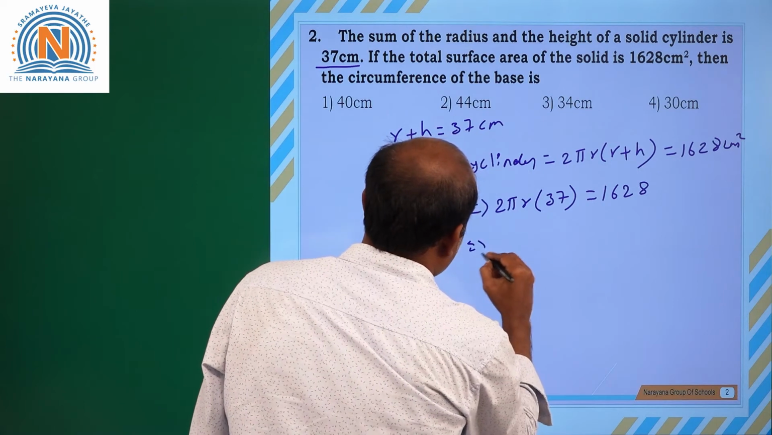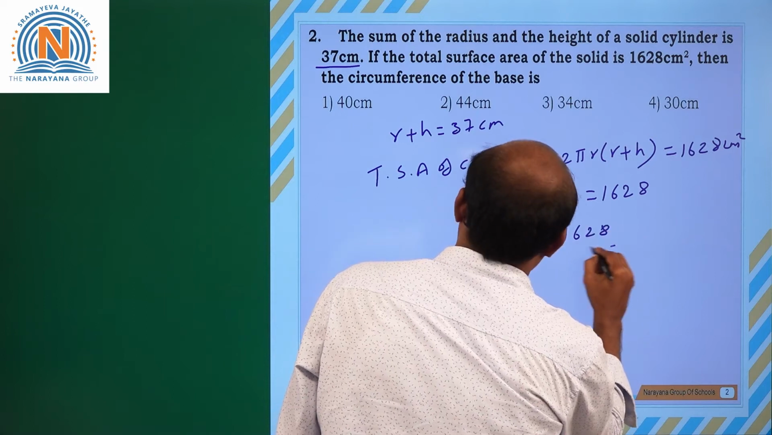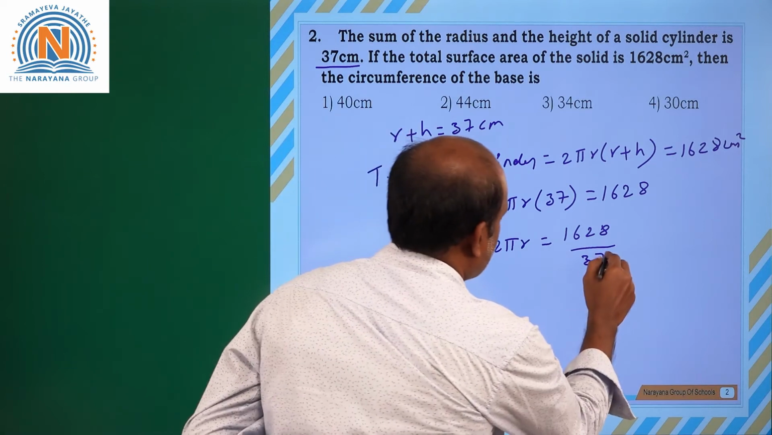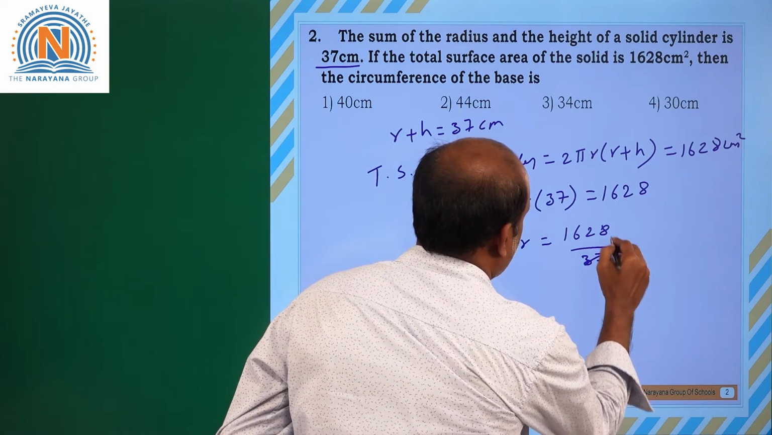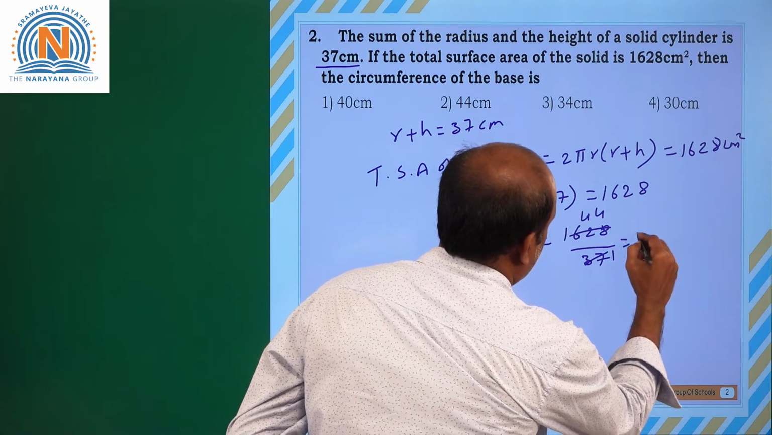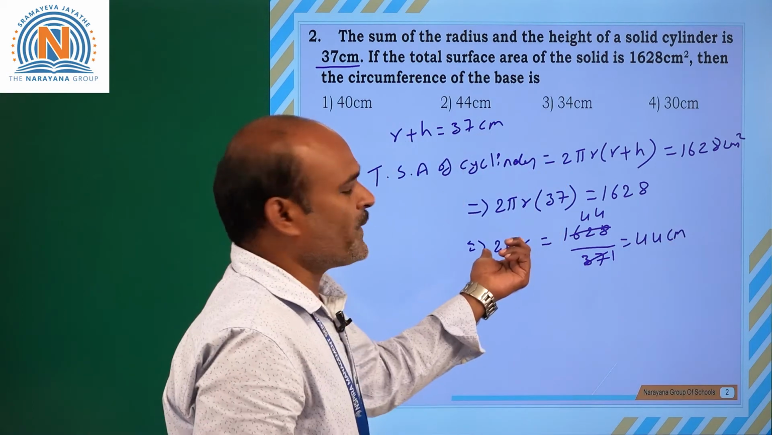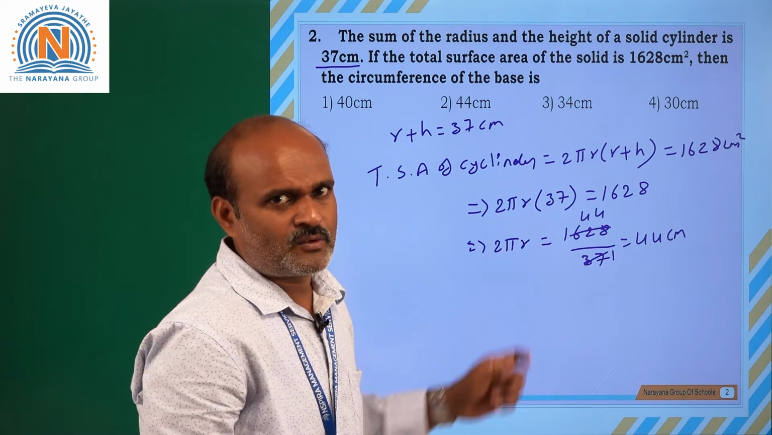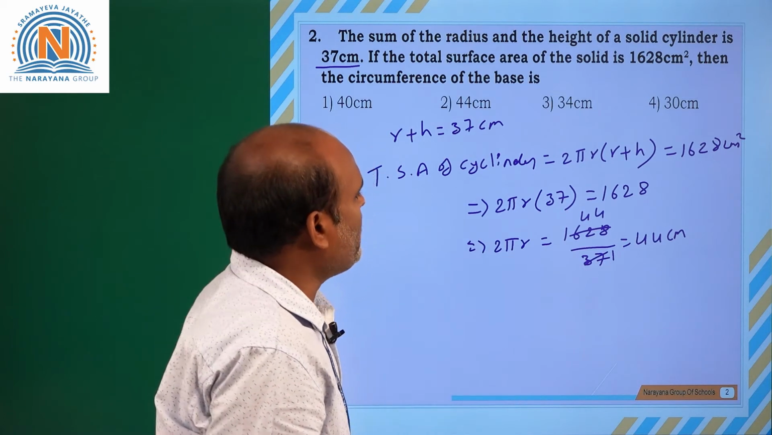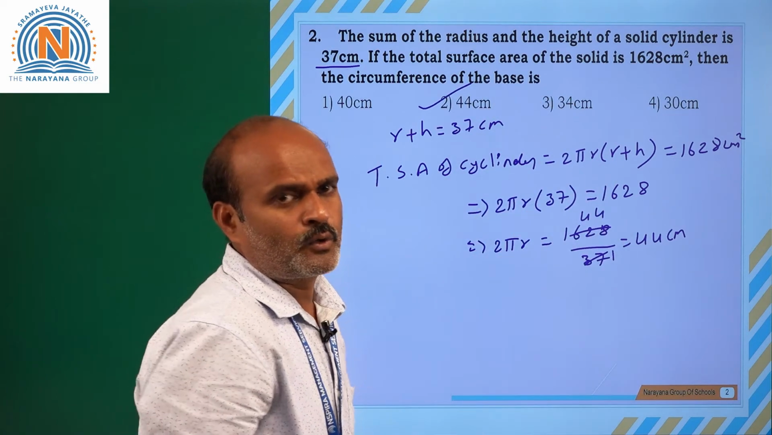So 37 is equal to 1628. That implies 2 pi r is equal to 1628 by 37. These 37s cancel, and this is 4 times, again 4 times, that is equal to 44 centimeters. So 2 pi r is the circumference of the circle. The base of the cylinder is in the form of a circle, right? So the circumference 2 pi r is equal to 44 centimeters. So the correct answer is option 2.